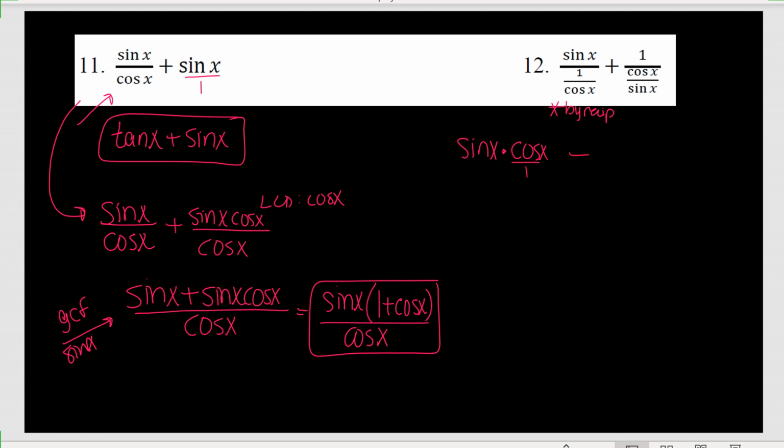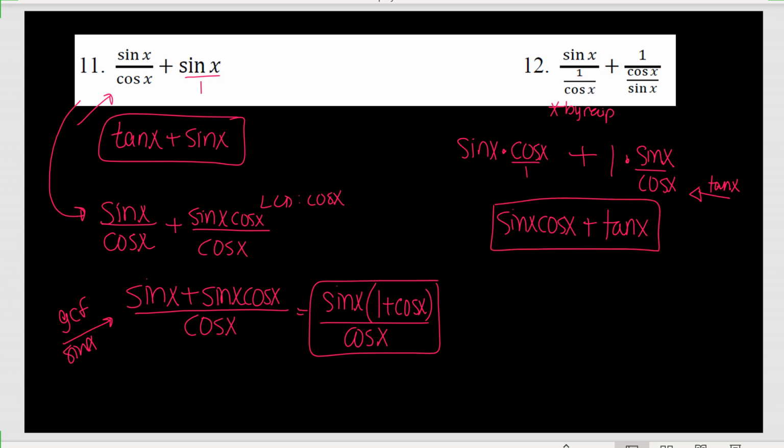okay, plus 1 over cosine of x over sine of x is 1 times, excuse me, I was going to write plus, so 1 multiplied by its reciprocal, sine of x over cosine of x. Okay, right off the bat, I'm going to keep the sine and the cosine multiplied together on the left-hand side, and then plus sine over cosine is y over x. That's equivalent to tangent, so I can just write sine of x, cosine of x, plus tangent of x.